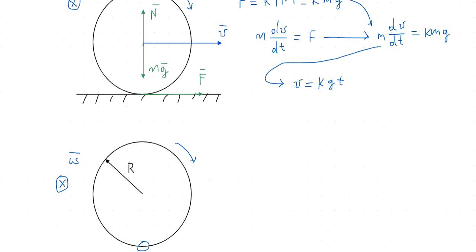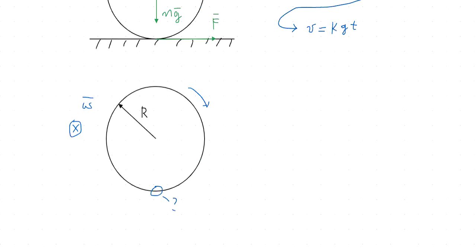The velocity of this point will be directed to the left, and we will denote this with VR. R is the first letter of rotation. So this is the velocity caused by rotation.